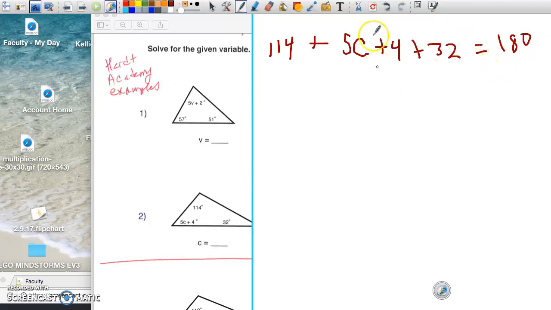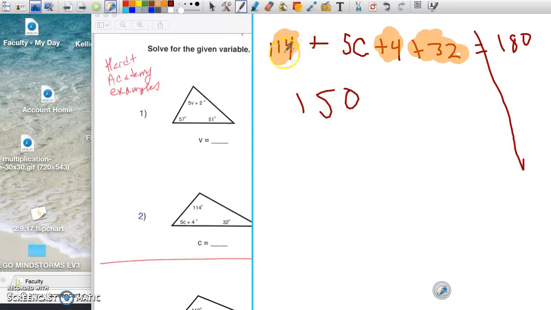I shall begin getting C by itself. So remember, when you do these, you have lots of numbers that can combine. Combine all your numbers without the letter. That's these 3. Combine means add. Remember this part, you can use your calculator. So you have 114 plus 4 plus 32. Combine all these together, I get 150. So I just took out those.